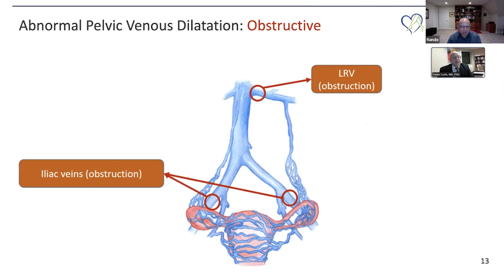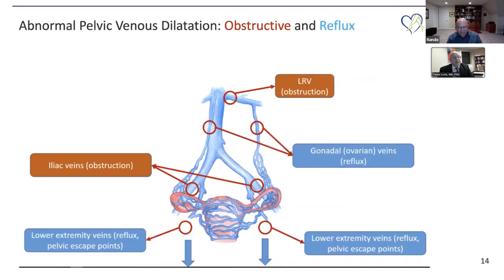This is a graphic representation of obstructive causes from a lecture from Dr. Fedor Lurie, and you can see that the obstruction is at the left renal vein or at the iliac veins. When we add the reflux causes, they involve the gonadal veins and also the lower extremity veins via pelvic escape points.